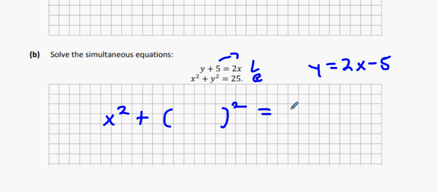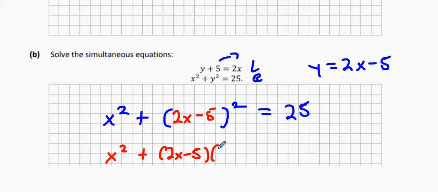It's called the substitution method. What can I throw in for y? 2x minus 5. Now what do we get here? Now be careful with this. We used to make a mistake a lot where we'd miss the middle part. Bring the 25 over.